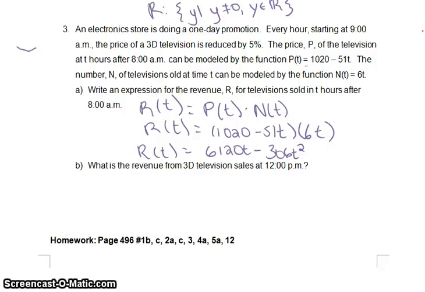And so for part B, we need to find the revenue from the 3D television sales at 12 p.m. So what is time T? We're dealing with it in hours. From 8 a.m. to 12 p.m., that's from 8 till noon, that is equal to 4 hours. So after T is equal to 4 hours, we're going to substitute that into the equation.